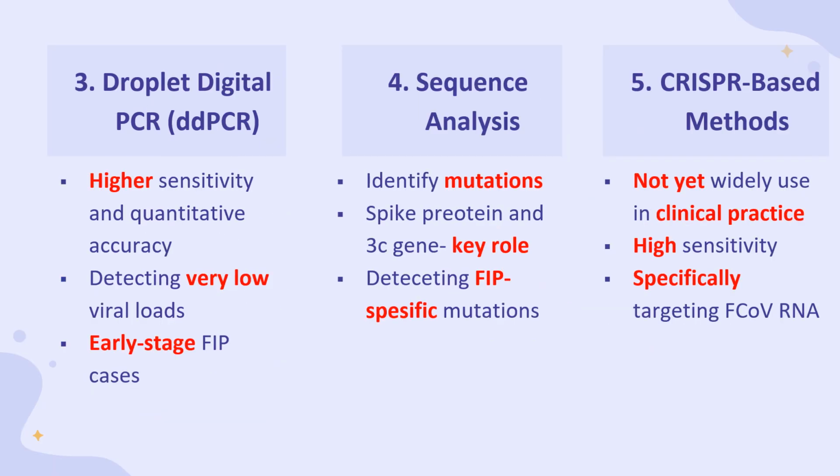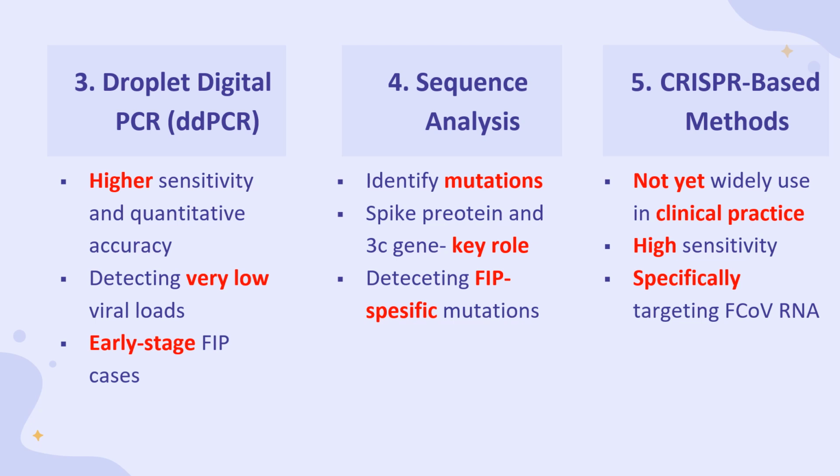Our third method is droplet digital PCR, ddPCR. It offers higher sensitivity and quantitative accuracy compared to conventional PCR. ddPCR can detect very low viral loads, making it particularly useful in early-stage FIP cases.